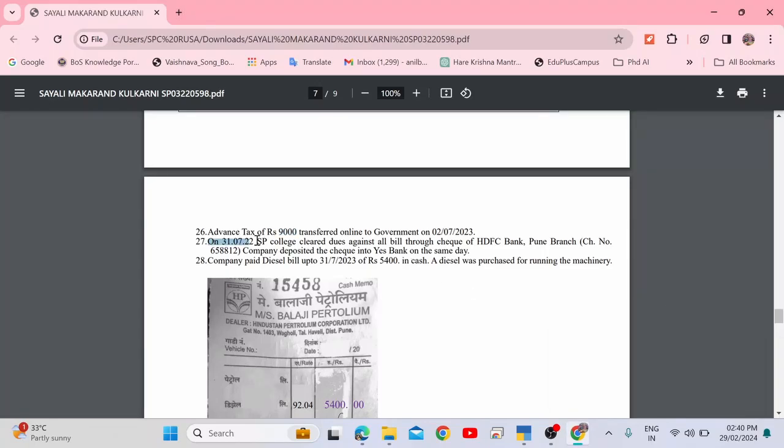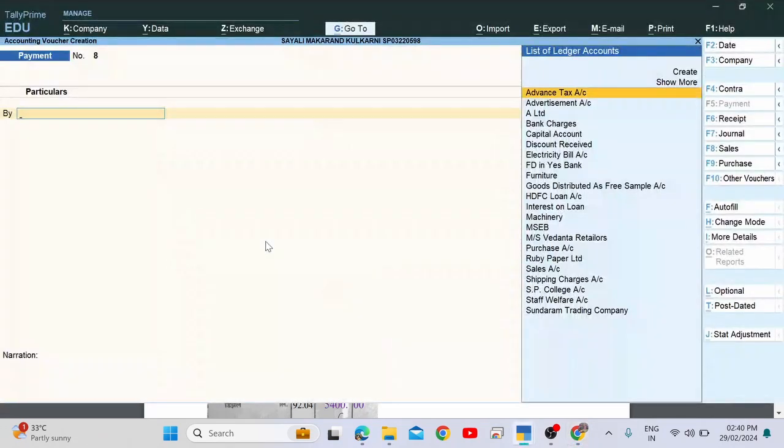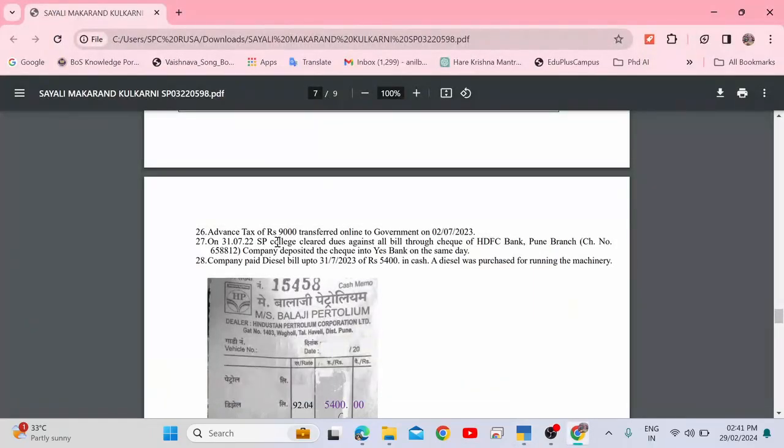The next transaction is on 31st July. Change it to 31st July. And on 31st July, what had happened? SP College cleared the dues. Party, correct. You have got the money from SP College. It was a cash transaction cycle, so we are at the last of the cycle. SP College has given you the cheque, through this, it is SP College's.